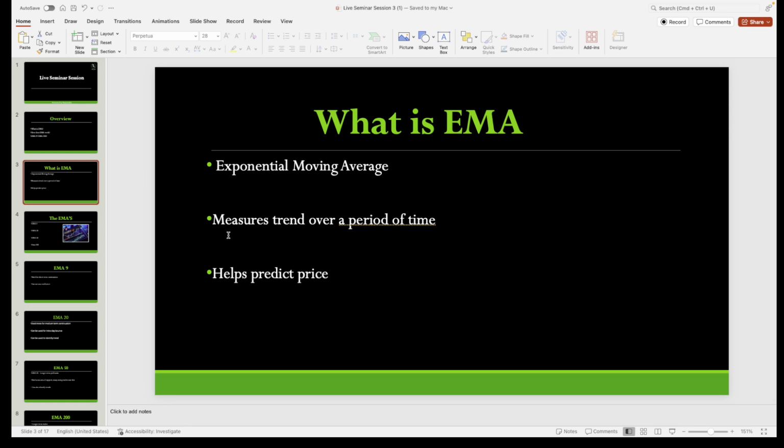What is the EMA? So an EMA is something that measures trends over a period of time. For example, the EMA9 could be over a period of 9 days or 9 previous closing prices. Again, it's different every time frame. So on the daily, it'll be different based on the 9 previous days, 4 hour based on the previous 4 hour time frames, 30 minutes, etc. Again, this helps predict price, and of course, you've got the main what it stands for over here.